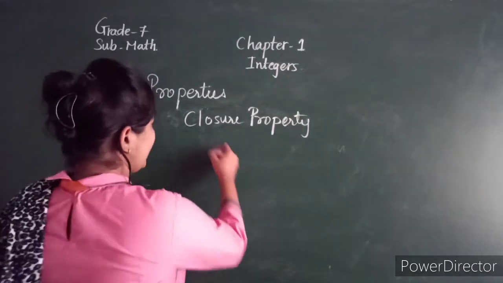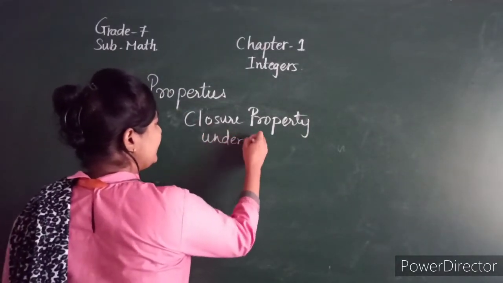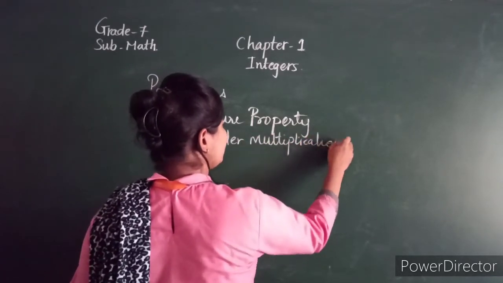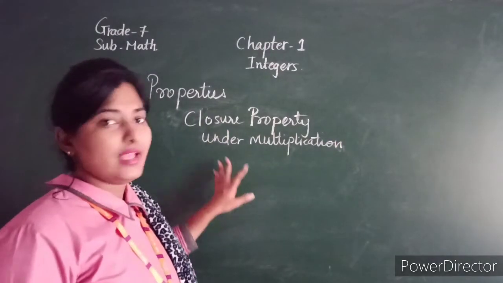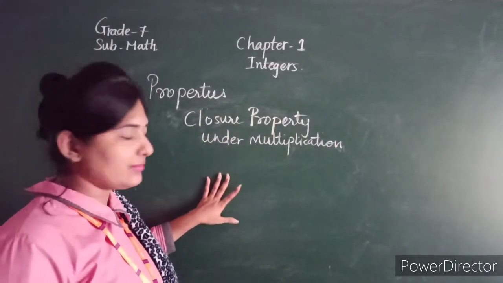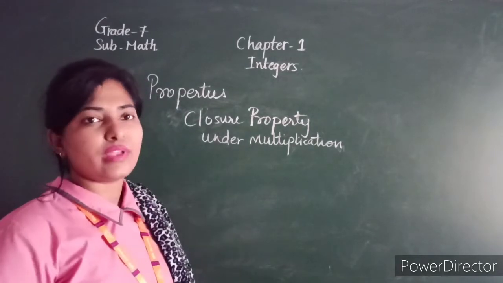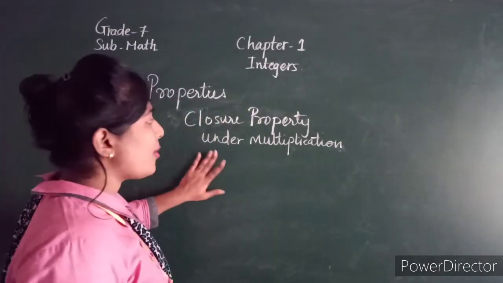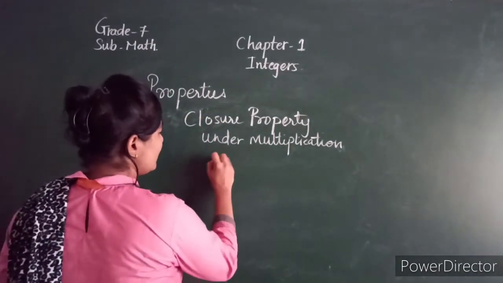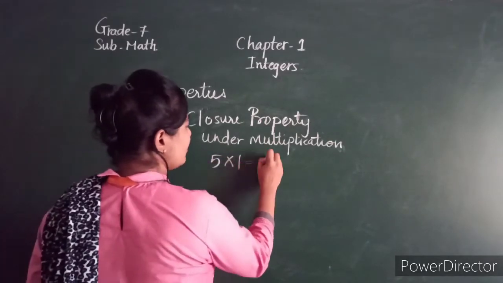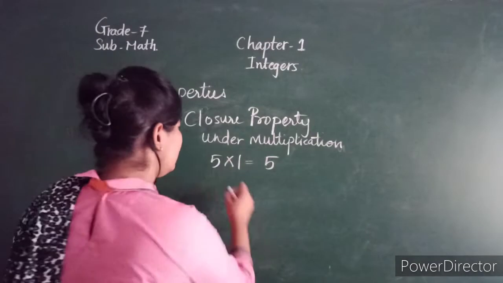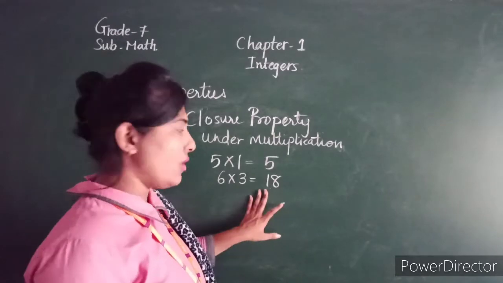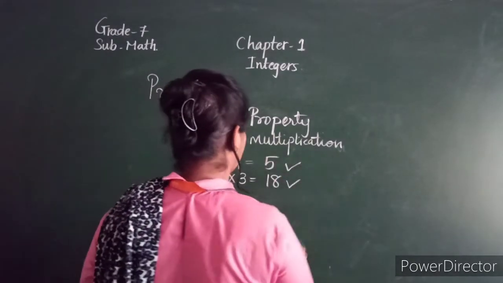Now closure property under multiplication. Before, we have seen closure property under addition and subtraction. If we add or subtract any whole numbers, we get a whole number. Now let's see closure property under multiplication. If you multiply any whole numbers, you will get a whole number. 6 into 3 is 18. So this is also a whole number. So it is closed under multiplication.